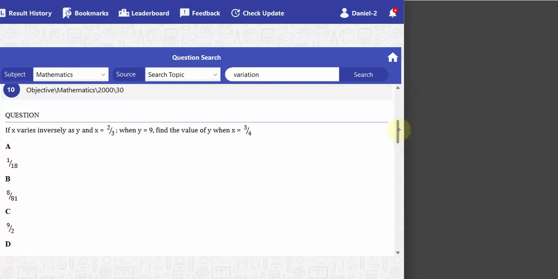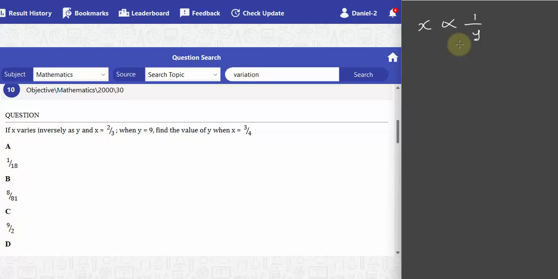So the first thing I want to do is to determine what kind of variation this is. We are told that x varies inversely as y, so this is an inverse variation. This is how you express it: you say x varies inversely as y. Inversely means 1 over that variable they are referring to, which is 1 over y. Now we know that x is 2 over 3 when y is 9.